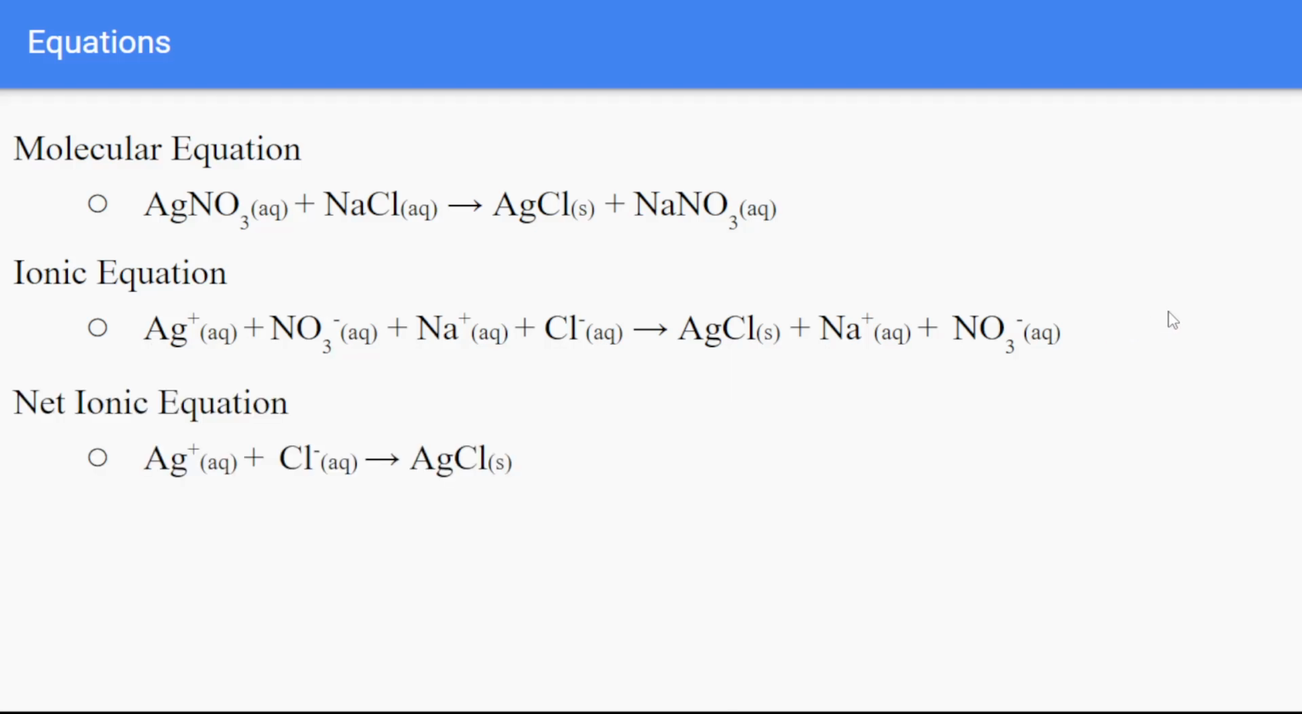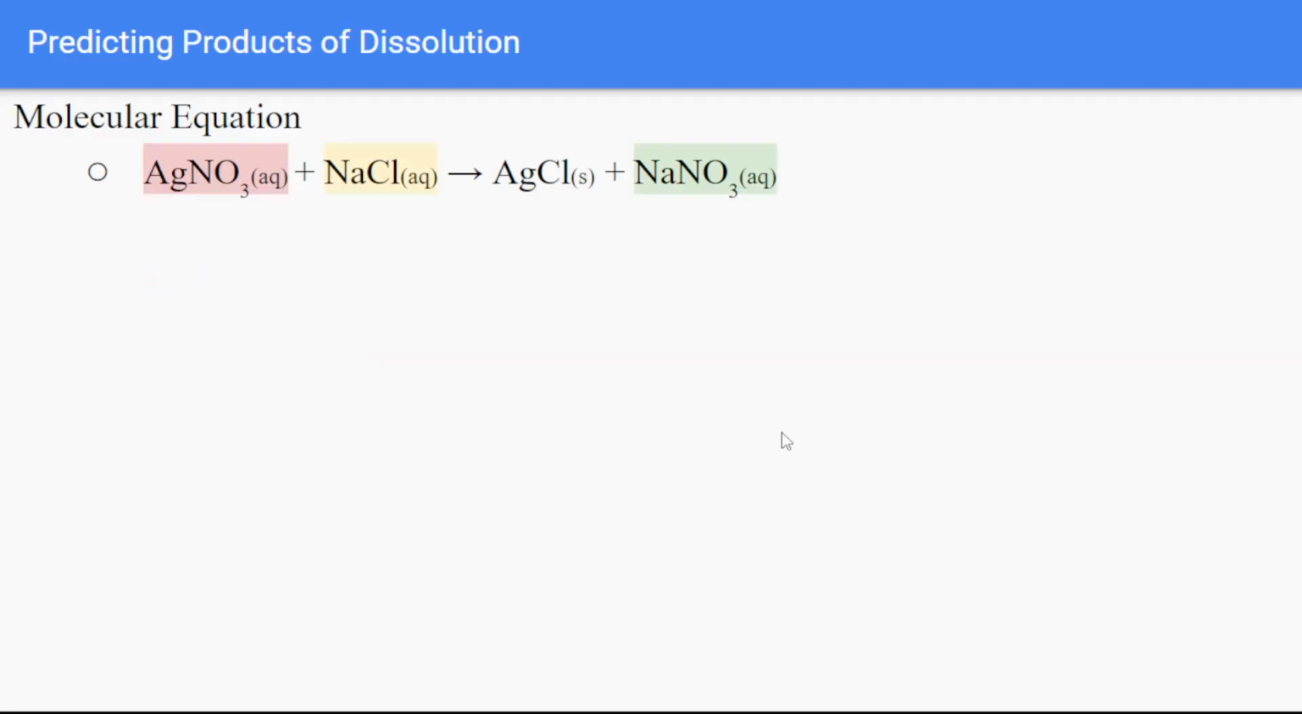So we also have the net ionic equation, which only shows the ions that form your precipitate. If you can identify the precipitate, you look at it and see which ions form that precipitate, and you write the equation based off of that. So this is how you do it.